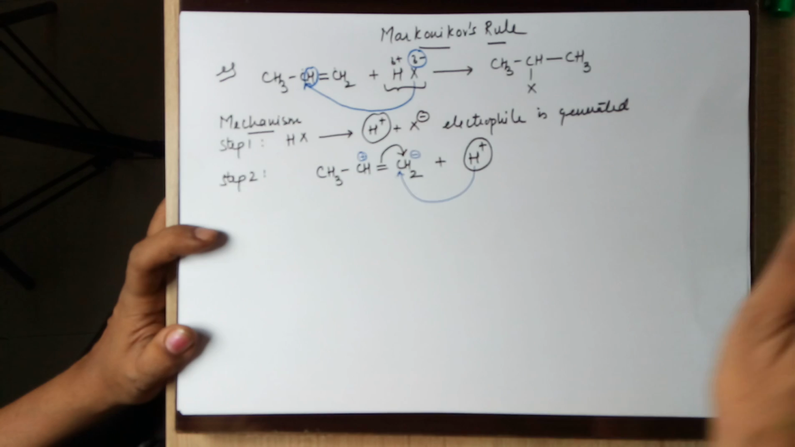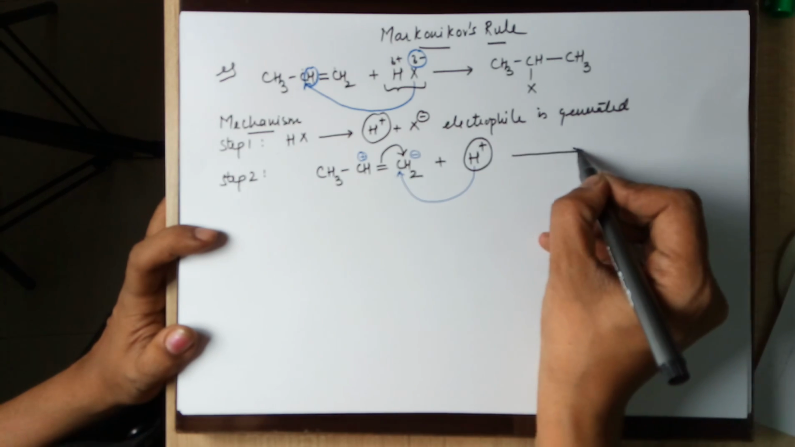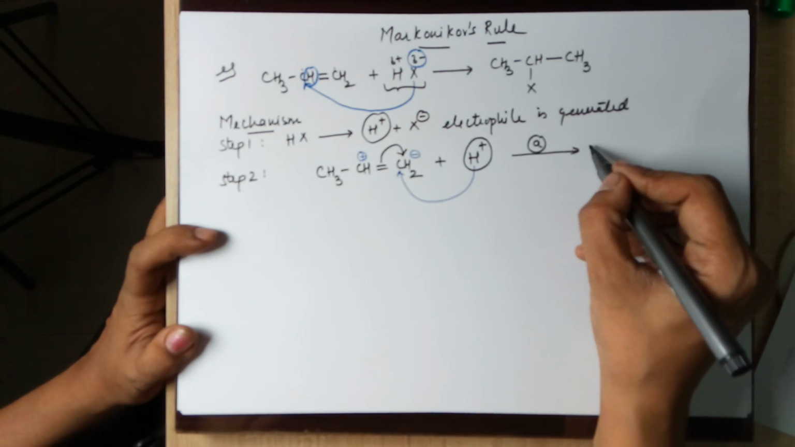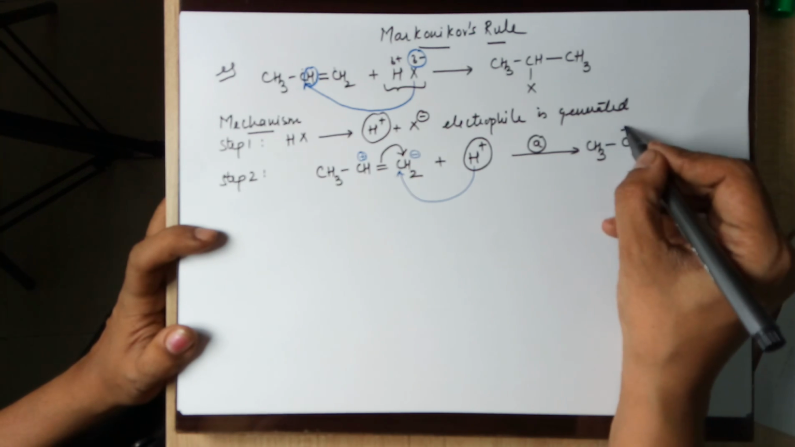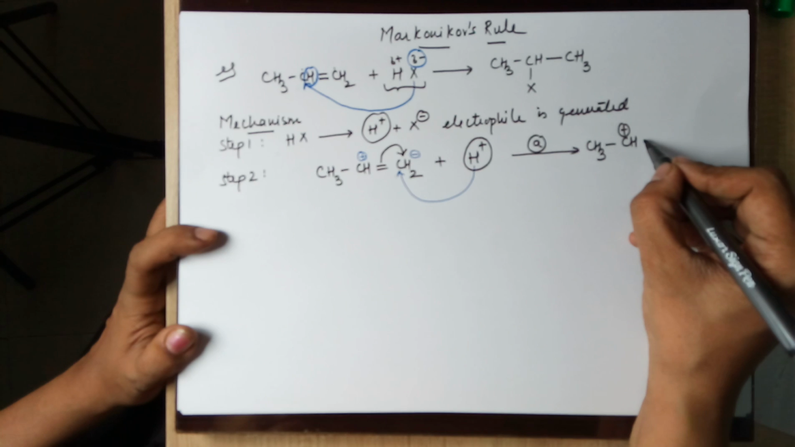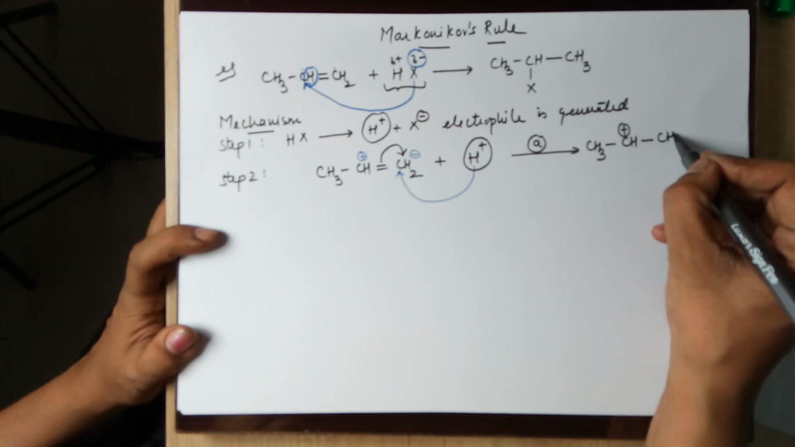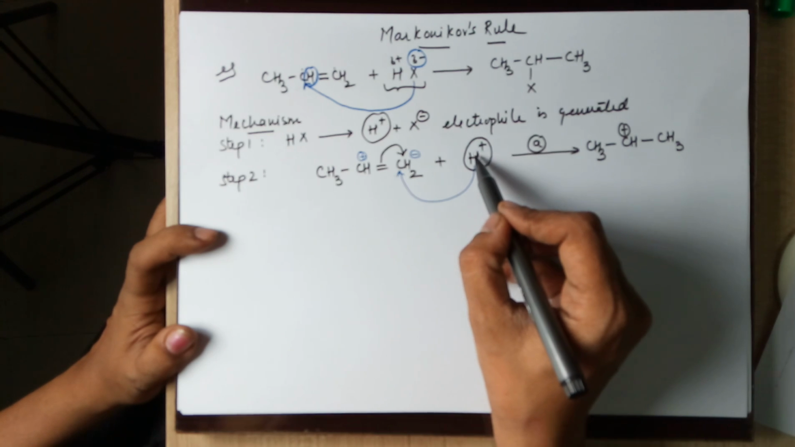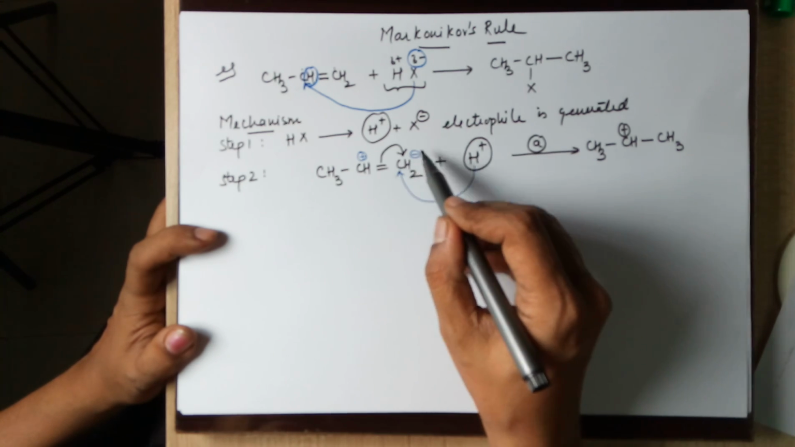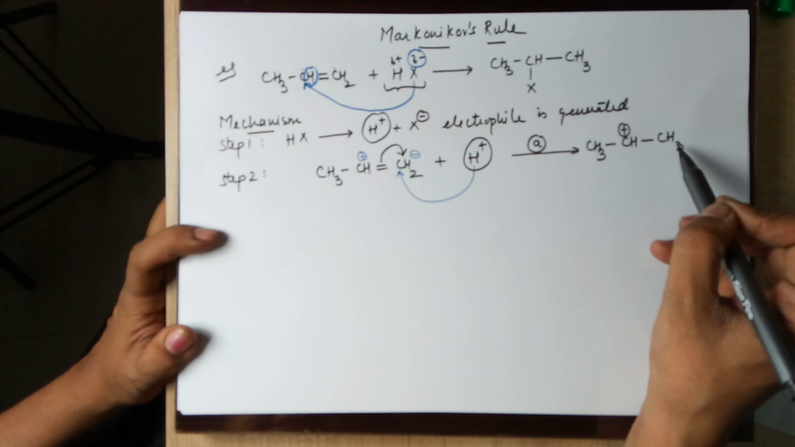This becomes our route A. In route A, I end up with CH3, CH with a positive charge, single bond, CH3. The positive charge is maintained. The H positive goes towards this carbon, negative and positive neutralized, you end up with a CH3.